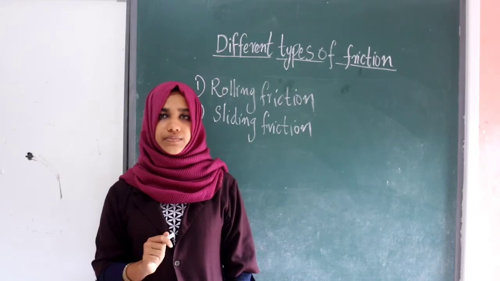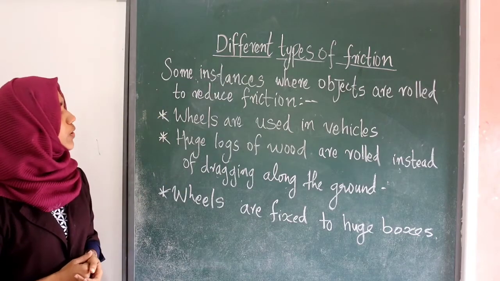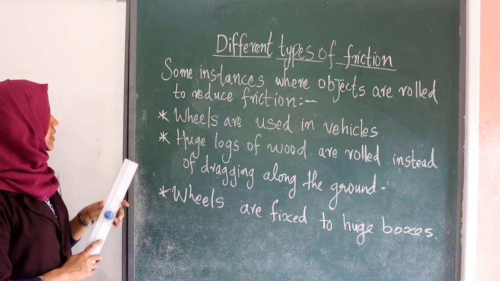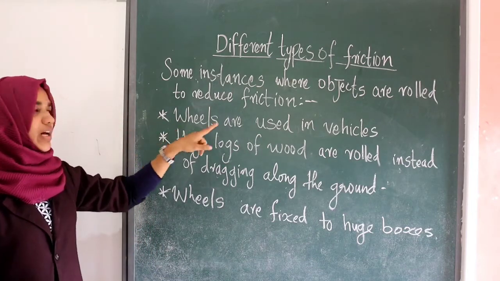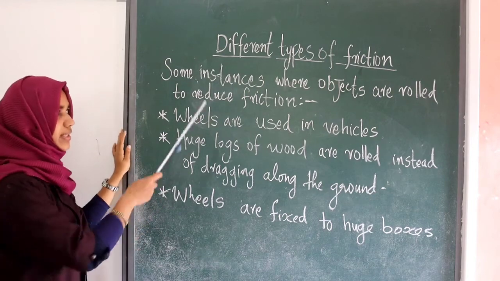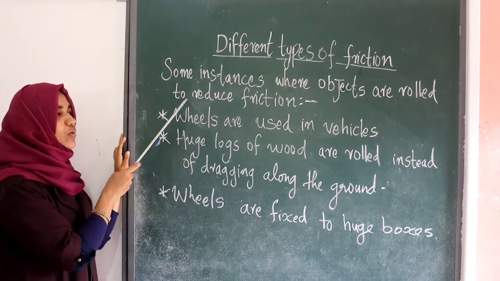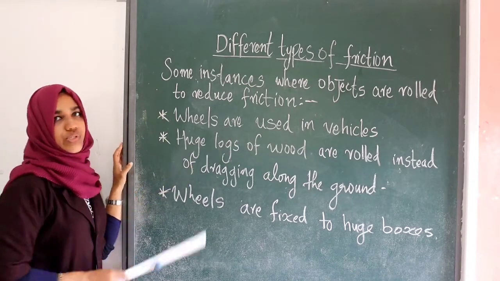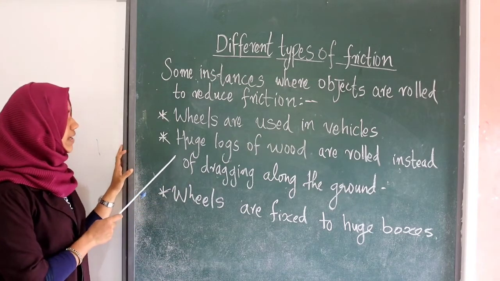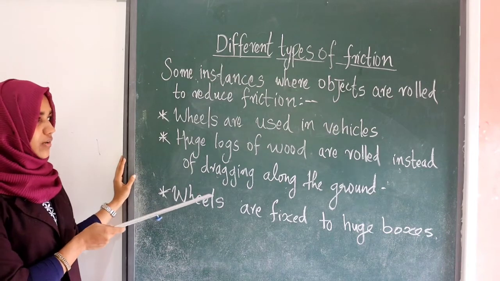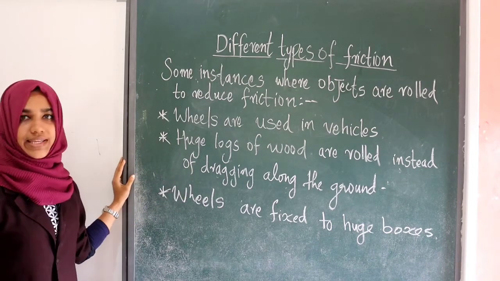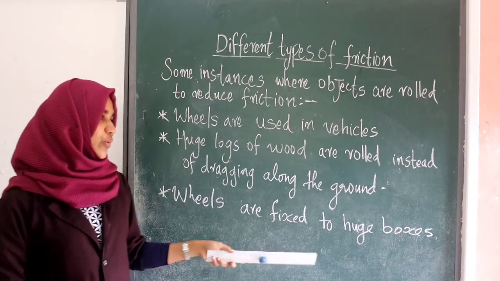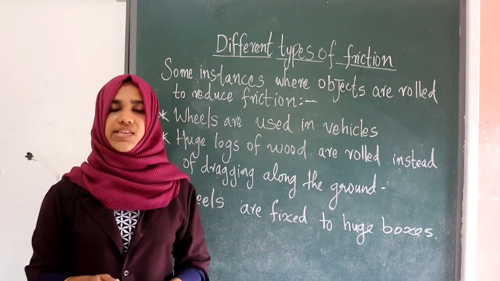Is it clear? Here you can see some instances where objects are rolled to reduce friction. In the first case, wheels are used in vehicles. Second, huge logs of wood are rolled instead of dragging along the ground. Third, wheels are fixed to huge boxes, that means suitcases, etc.